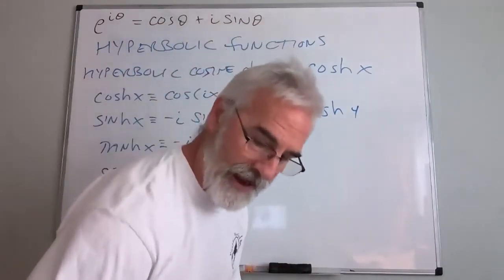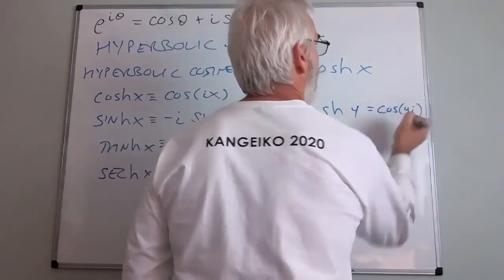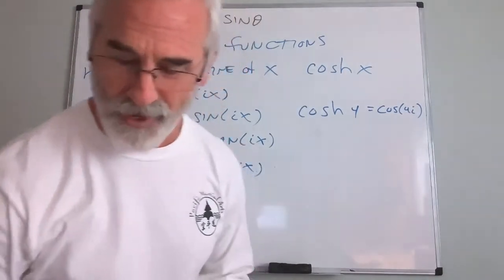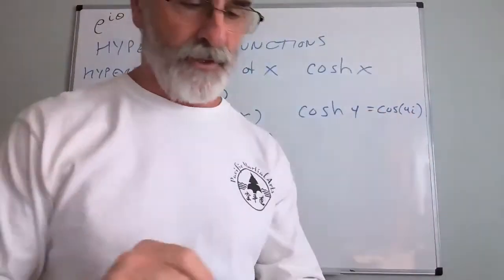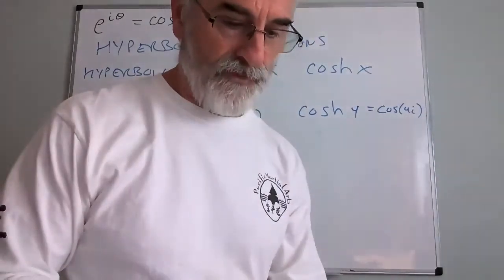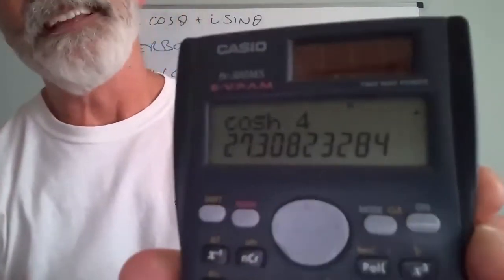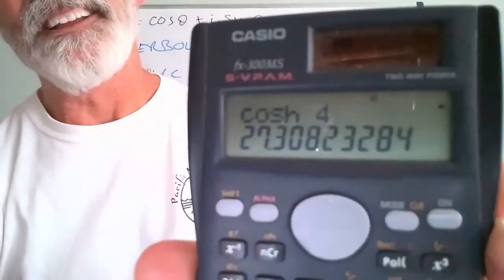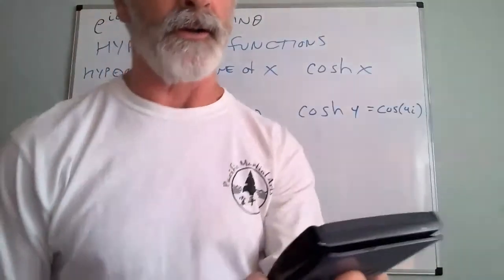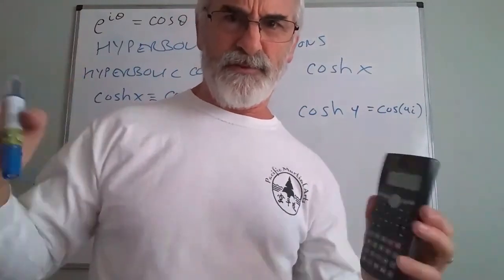That's equivalent to asking you the cosine of 4i. I want you to calculate the cosine of 4i. No, I don't need you to do it. Use your calculator. So hyperbolic cosine 4 equals. You know something interesting about that number? Well, not only is it a real number, it's 27.3. I thought cosines were supposed to be between -1 and 1.